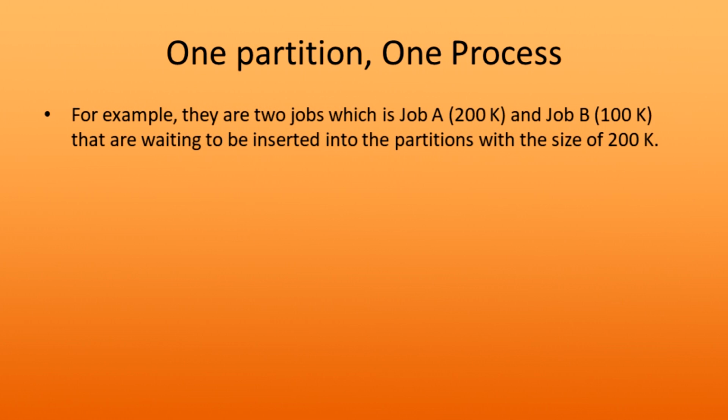Hello, my name is Luqman, and now I'm going to present how processes are allocated into each partition in the memory. Remember, one partition equals one process. For example, there are two jobs: job A with a size of 200 kilobytes and job B with 100 kilobytes, waiting to be inserted into the partition with a size of 200 kilobytes.